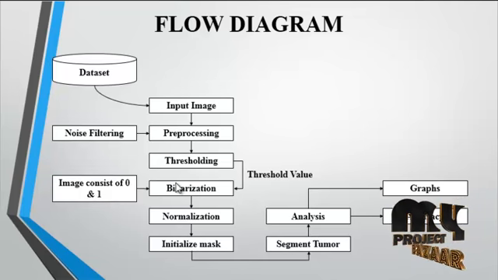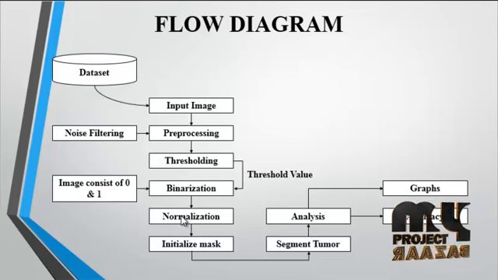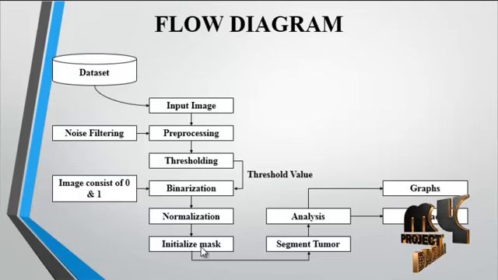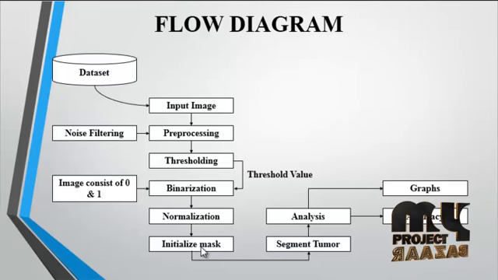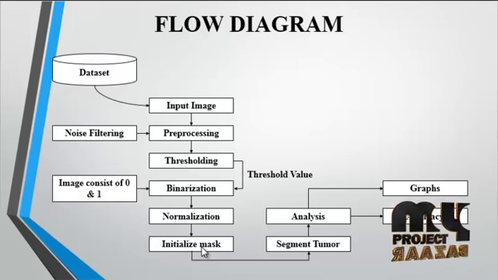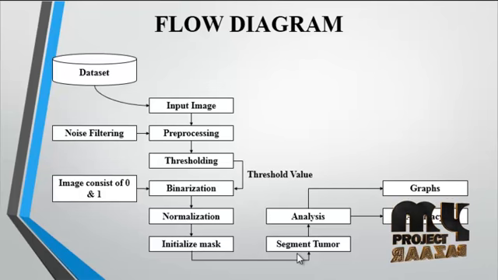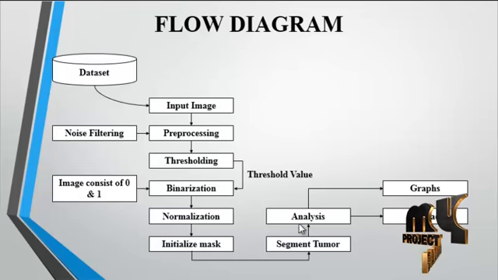After the initial binarization, the normalization is carried out. In the normalization, the image is normalized and the initial mask is also created. In the initial mask, only the brain region is masked and the background is eliminated. Then the tumor region is segmented by using the corresponding threshold value. After segmenting, the analysis is carried out.